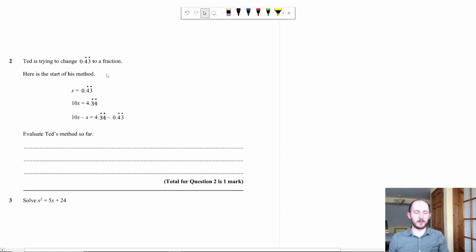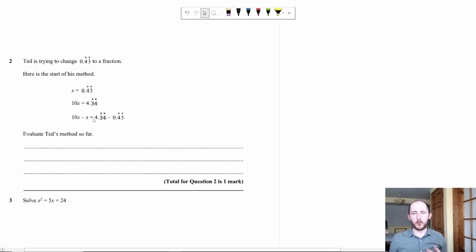This question is a recurring decimal to fraction question. And here is Ted's method. So he has x is 0.43 recurring. And he does 10x. Okay, not too bad. But then he does 10x minus x. And he does this. So we have to evaluate his method.